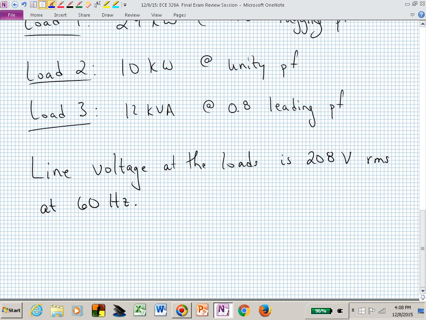Now, the question is, find the line current that's supplying those 3 loads and the combined power factor of the loads.